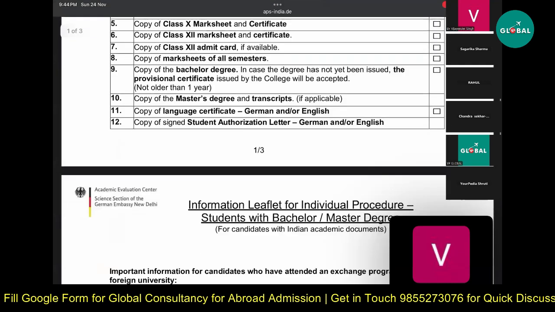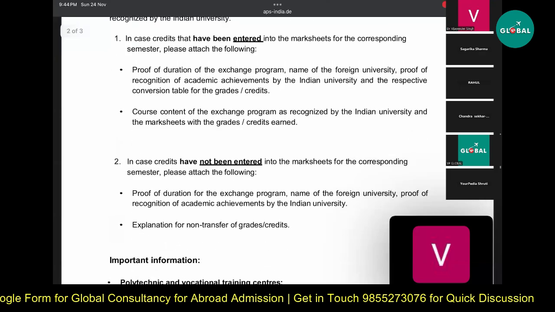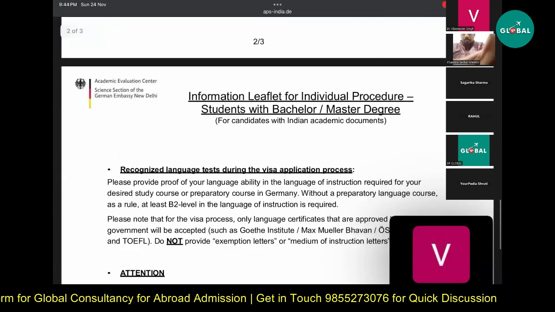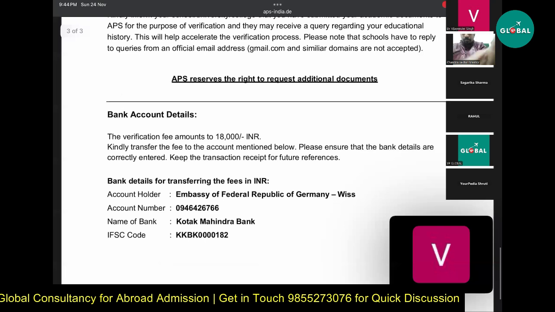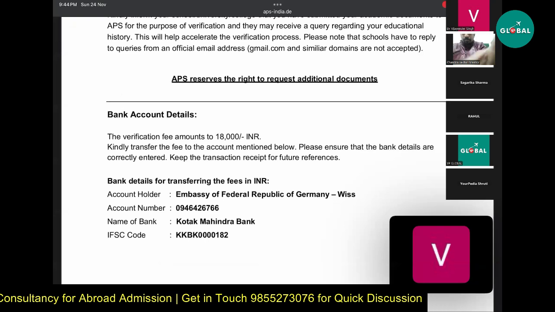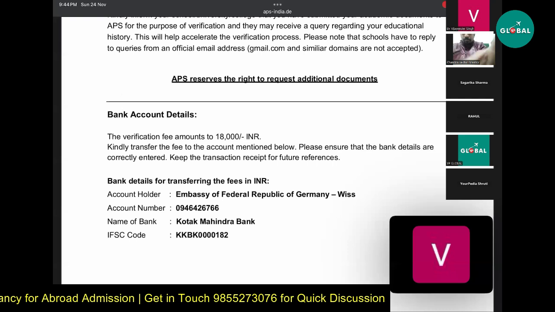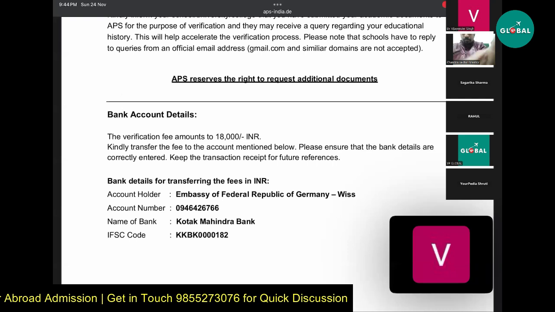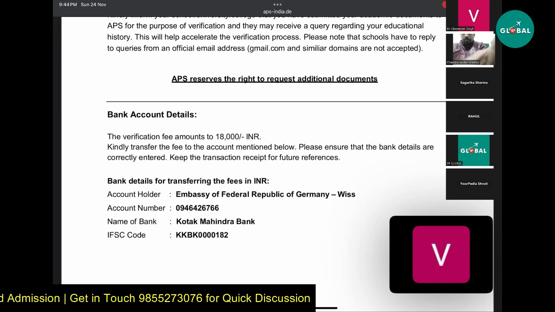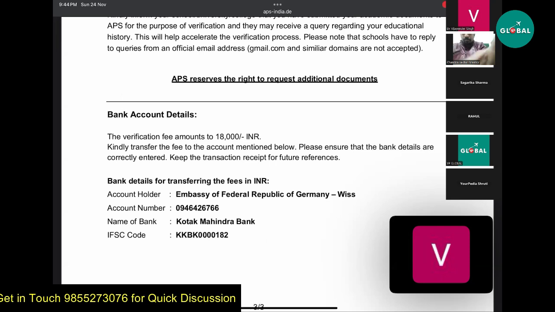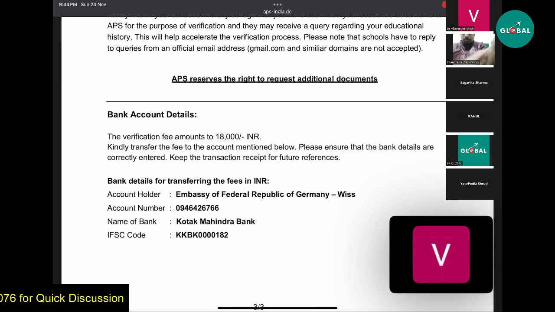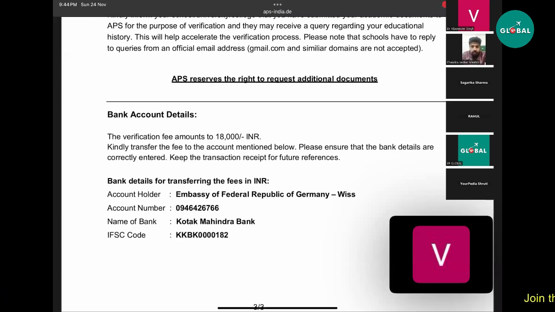Yes, sir. If you go down, you can see a bunch of information. We're not going to look at it. We just want to see this bank detail, the account details. This is the bank details where you have to transfer 18,000 rupees for your APS. Once you make the transaction to this account number, you have to download the transfer receipt for this transaction and include that receipt in your documentation checklist. This is a very standard procedure.